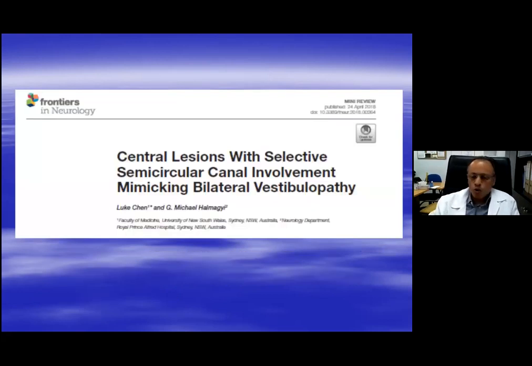So again, this publication was published by Chen and Hamaki a few years ago, emphasizing the fact that you can have isolated horizontal semicircular canal involvement that looks like a bilateral vestibulopathy, especially when you see such findings on both sides.